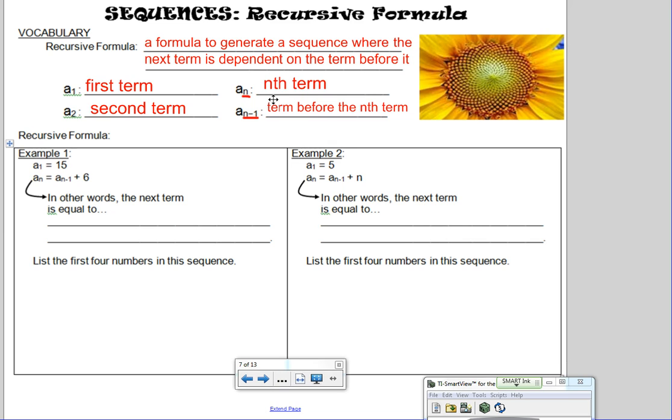Okay, so looking at example 1, A sub 1 is 15. So this is telling you that the first term of the sequence that we're going to generate is 15. So now we have to find the next 4 terms. All right, this right here tells us how to generate the patterns starting from the first. So on these type of sequences, you must have the first term listed. Otherwise, there's no way to figure out what the sequence is.